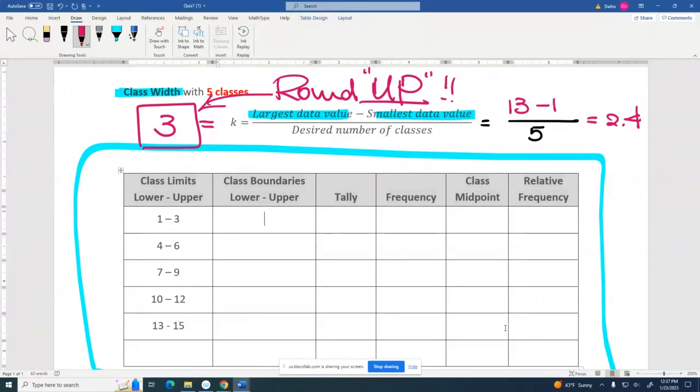And the next column, the class boundary, it is a little bit wider: lower limit minus 0.5, upper limit plus 0.5. No gaps, right? So the first one will be 0.5 to 3.5, then 3.5 to 6.5. Thank you. And then just count.